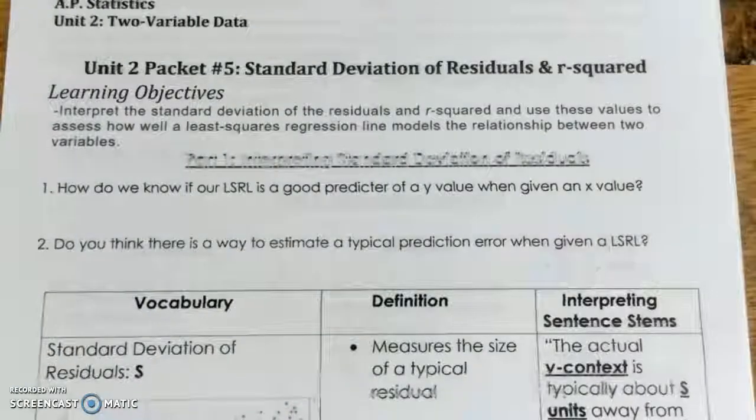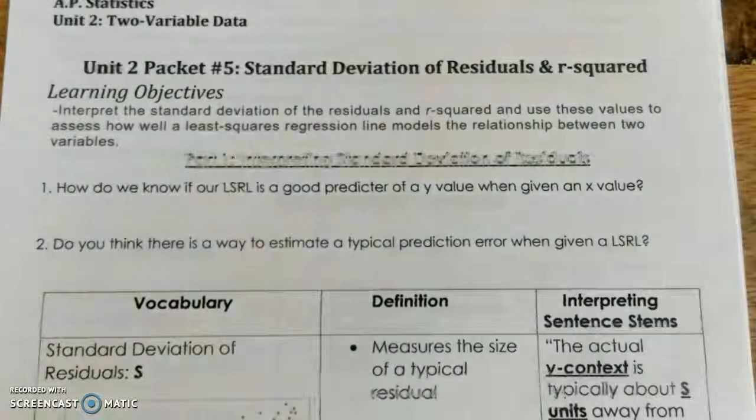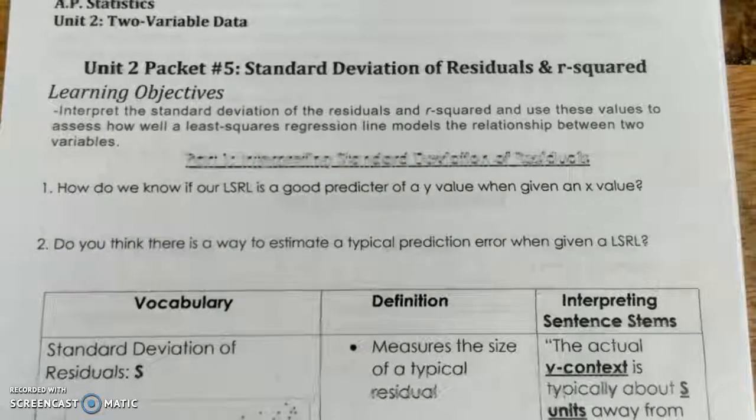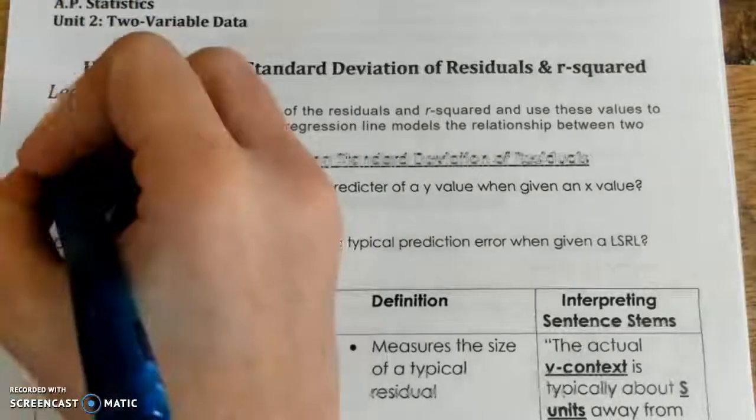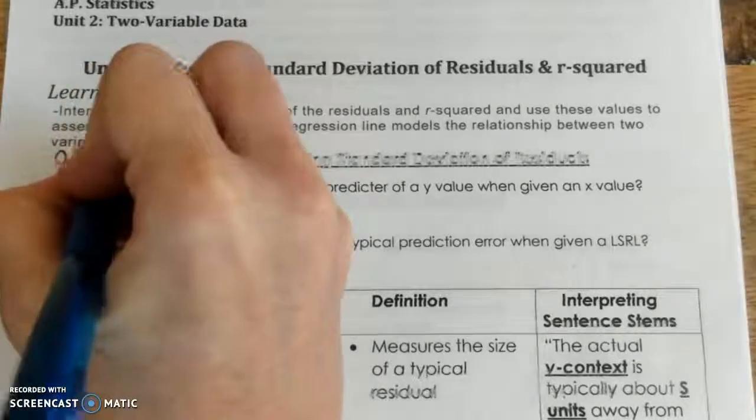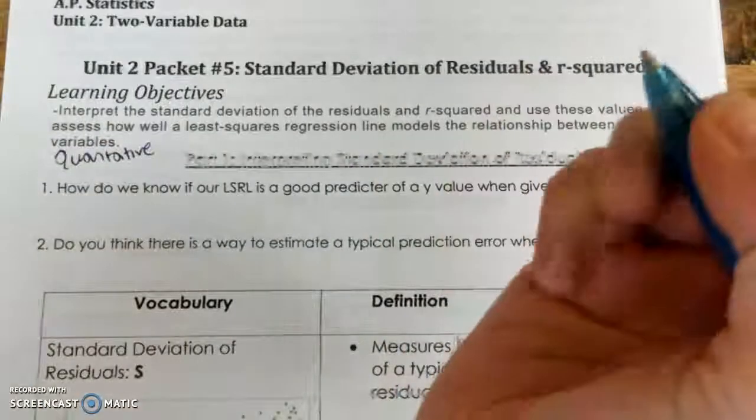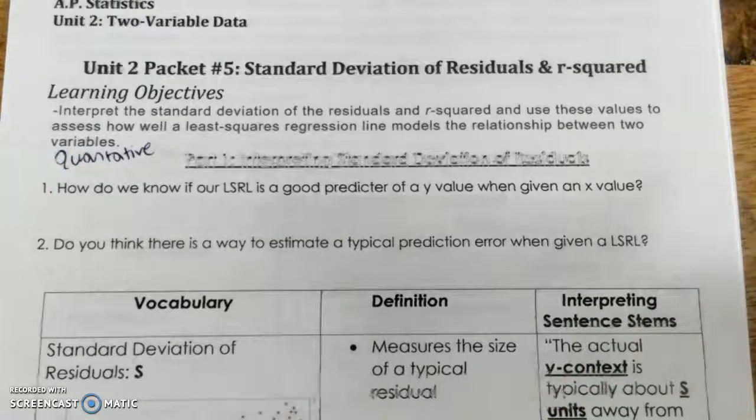All right, Unit 2, Packet 5, Standard Deviation of Residuals and R-squared. Our learning objective: interpret the standard deviation of the residuals and R-squared and use these values to assess how well an LSRL models the relationship between two variables. And number one, when we're talking about variables, we're obviously talking about quantitative variables, right? Because we can only put numbers into our least squares regression line.